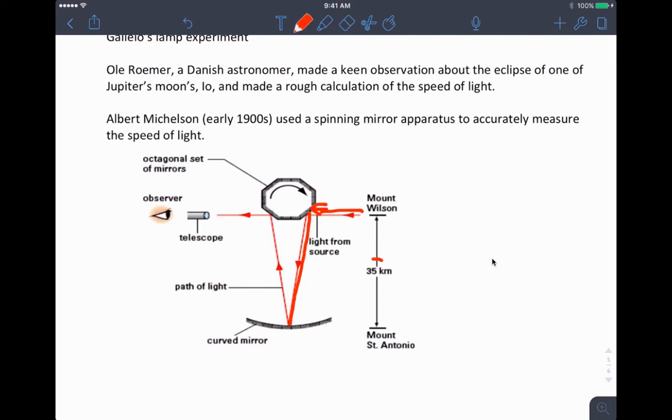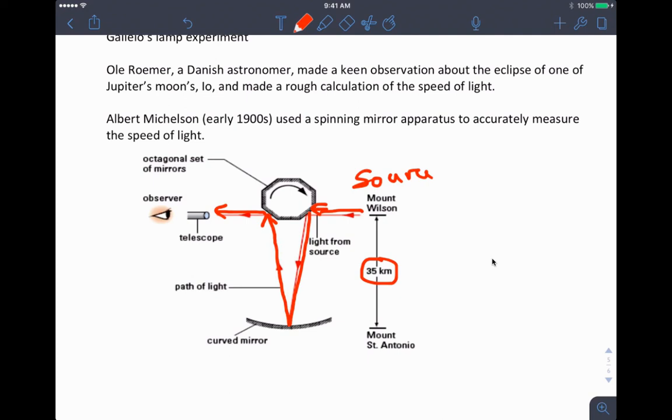In this case, he set it up between 2 mountains. It was 35 kilometers away. It would hit this mirror and then come back and hit that side of the octagon mirror and then into an eyepiece or into an observer. So the observer could actually see the light that would have come from his source, which would have been over here. Now, that's great if you set that up, but then the trick is you start spinning the mirror.